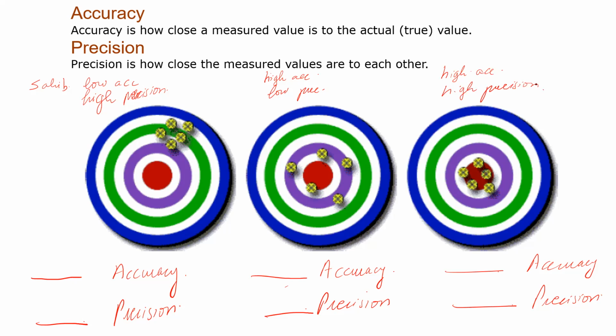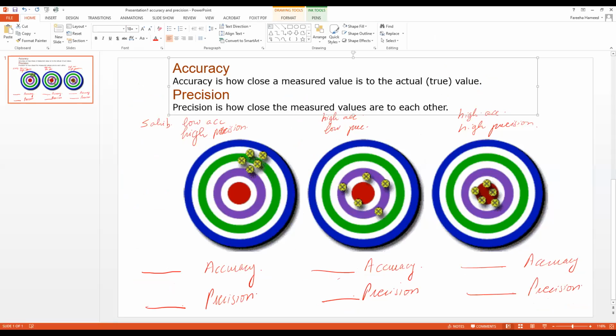Okay. So is there anyone who disagrees with what Sahib has just said? It's Elia. Ma'am, I think in the third one accuracy is higher and precision is low. So Elia thinks the precision is low. Okay.